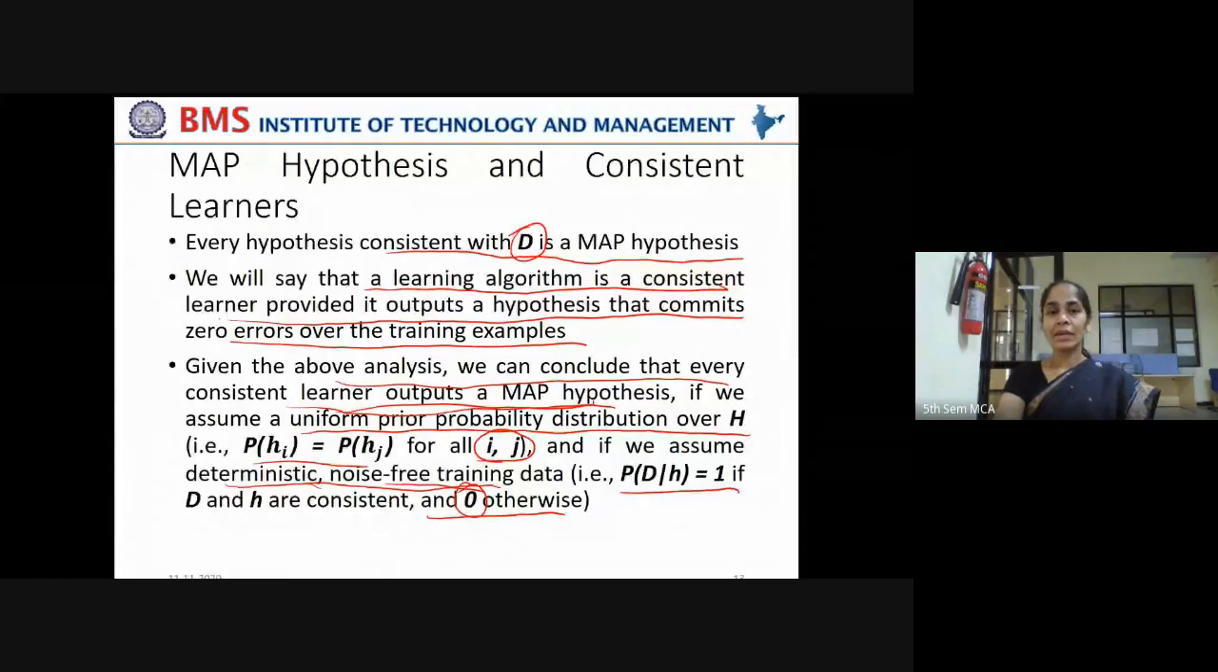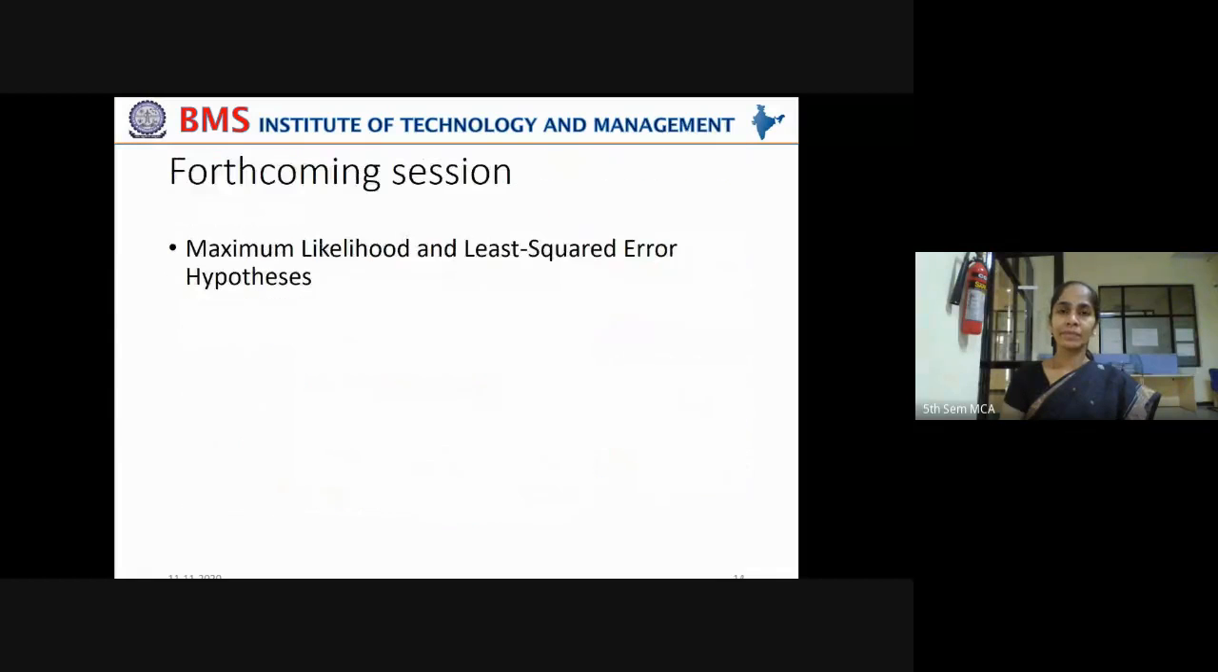Assuming that the data is deterministic, assuming that the data is noise-free, and assuming that all the hypotheses in the hypothesis space share equal probability, in that case, if a hypothesis is consistent with the training examples, then the probability is 1. Otherwise, it is 0. In that case, you can find out the maximum a posteriori hypothesis by applying this algorithm.